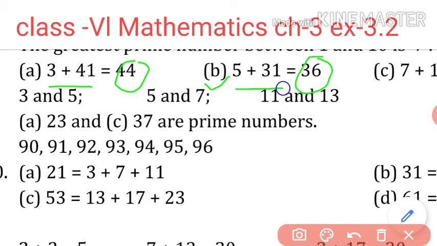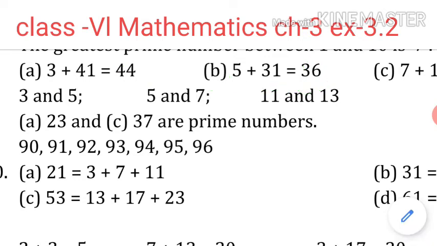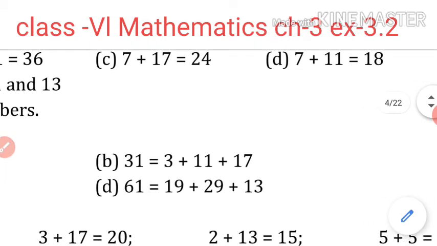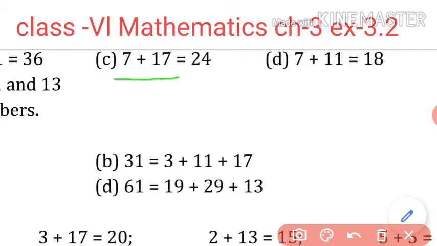Now you have to write two pairs of numbers, but what will that number be? Odd number. Now 5 plus 31. 5 plus 31 is how much? 36. In the same way for question C. What is C? 24. Now 24 can be written as 7 plus 17. 7 plus 17 will give how much? It will give 24. So they are odd numbers.